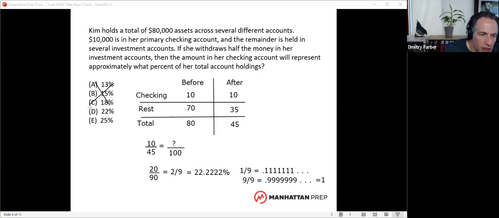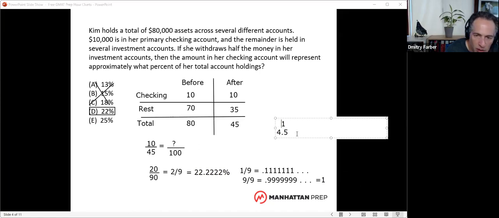Another way you could get there would be to say, hey, look, this is 10 over 45. So that's 1 over 4.5. And you can think about it as a benchmark. 1 over 4.5 will be somewhere in between 1 over 4 and 1 over 5.